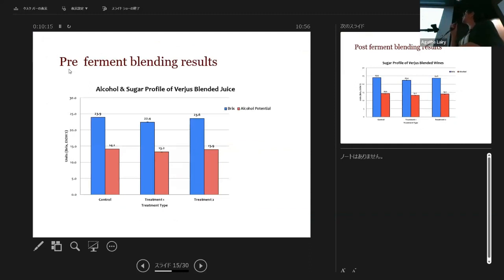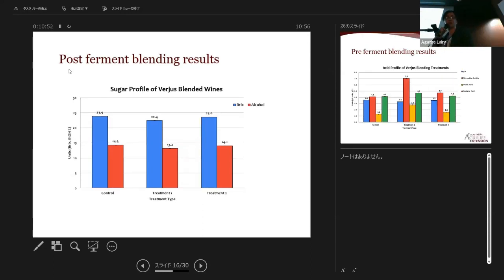Pre-fermentation blending results. So again, we had the control and then treatment one where we targeted a 3.3 pH and treatment two where we targeted a 0.1 pH drop. So for the control, the brix was 23.9 and the alcohol potential calculated from that was 14.1. For treatment one, you can see the brix decreased to 22.4 by adding the verjus. And then the potential alcohol also decreased, obviously. And then for treatment two, a smaller decrease in brix and also a lighter potential decrease in alcohol.